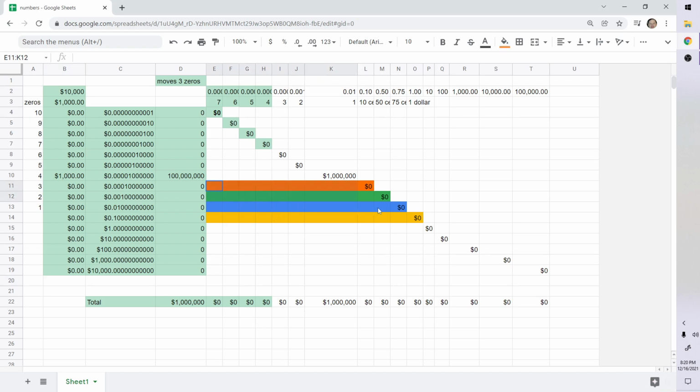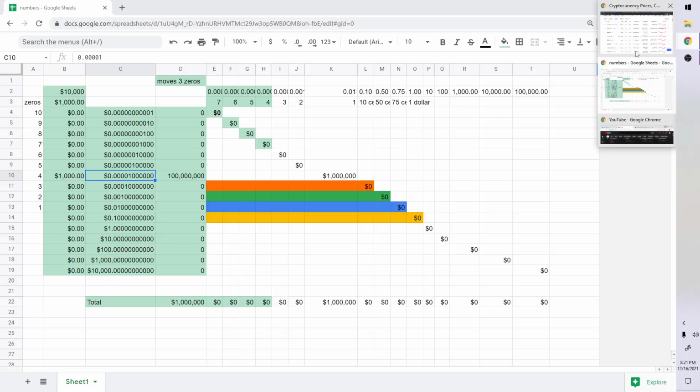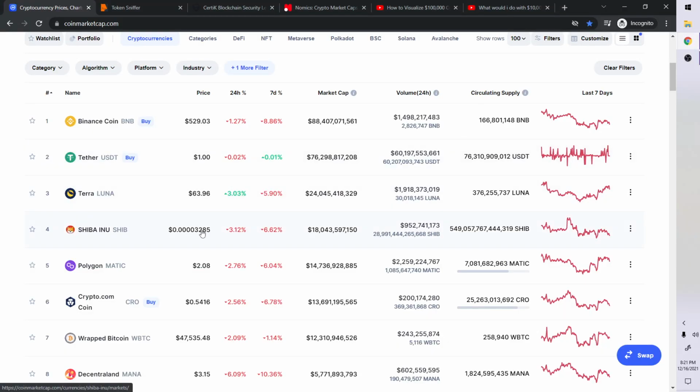Obviously, I'd like to get it into the range of like 10 cents, 50 cents, 75 cents, and a dollar. But hey, listen, if that token takes off, Shiba Inu, right? And it reaches, essentially, if I put $1,000 in, you get 100 million tokens. If it's a little less actually, right? It's a little less. Let's put the number in. What would it be?